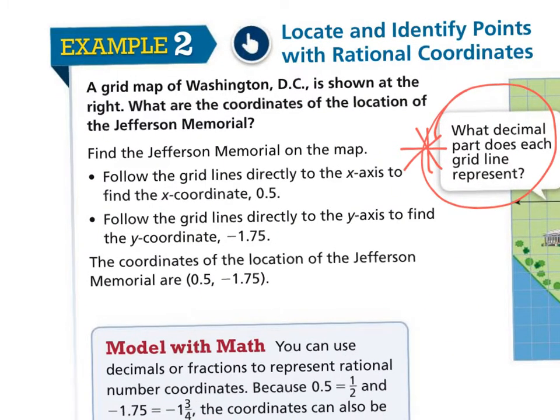Example 2: a grid map of Washington, D.C. is shown at the right. What are the coordinates of the location of the Jefferson Memorial?